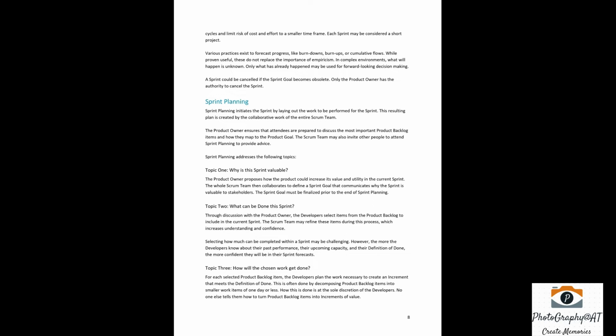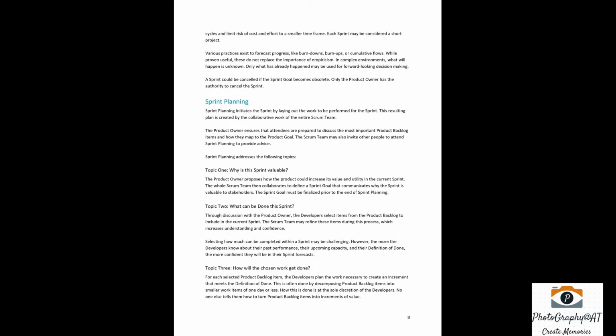Sprint planning addresses the following topics. Topic 1. Why is this sprint valuable? The product owner proposes how the product could increase its value and utility in the current sprint. The whole Scrum team then collaborates to define a sprint goal that communicates why the sprint is valuable to stakeholders. The sprint goal must be finalized prior to the end of sprint planning.